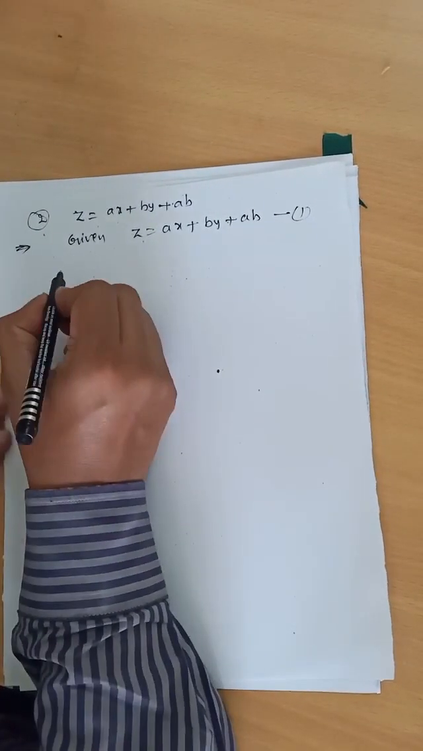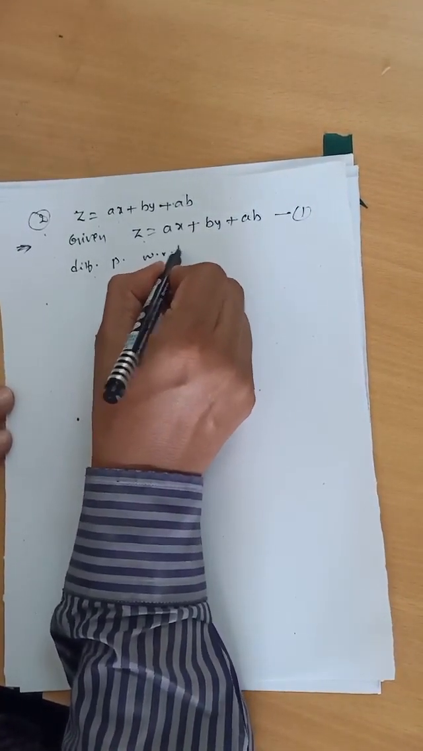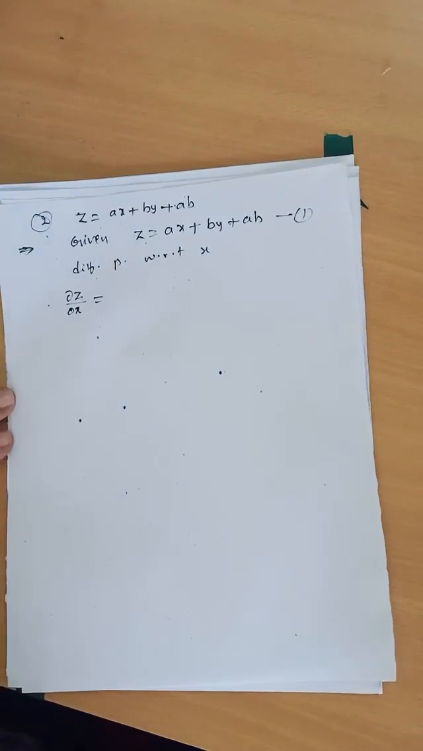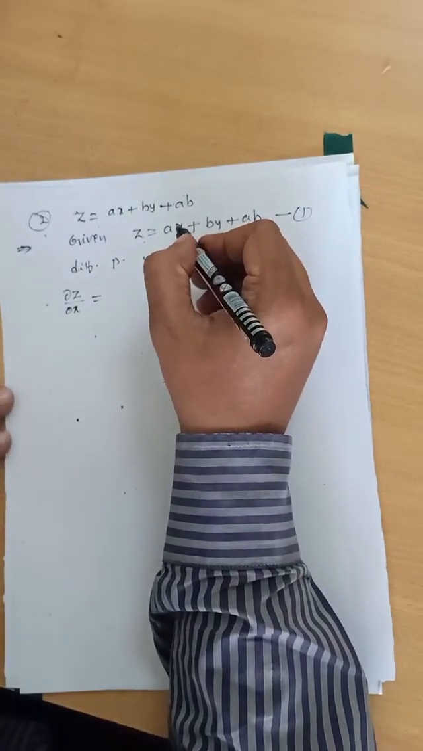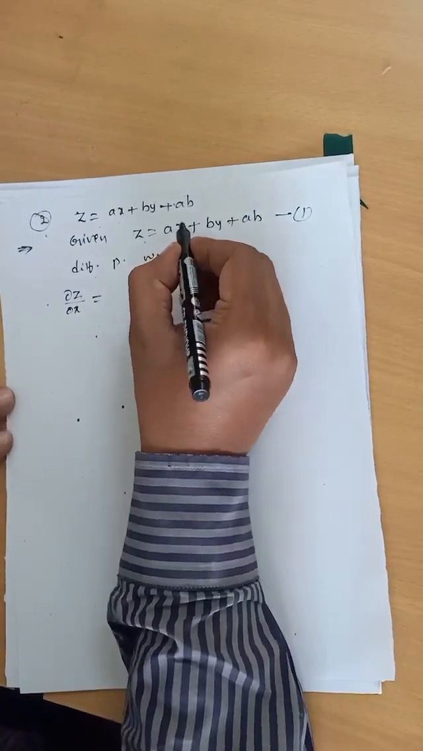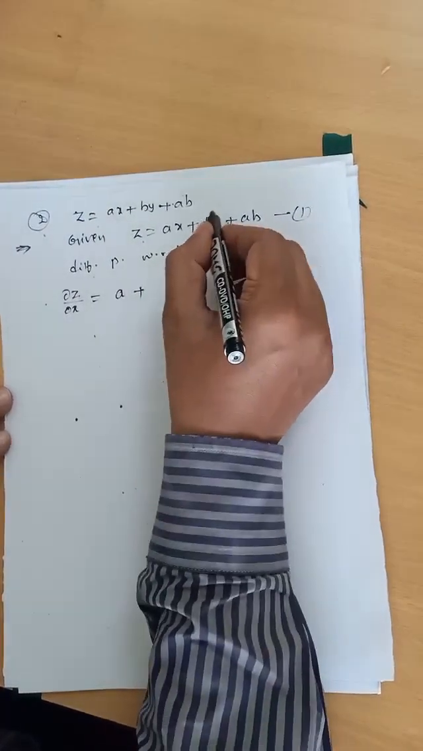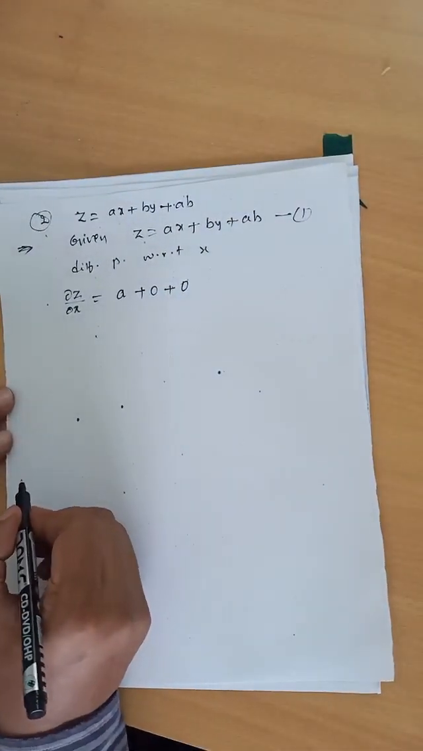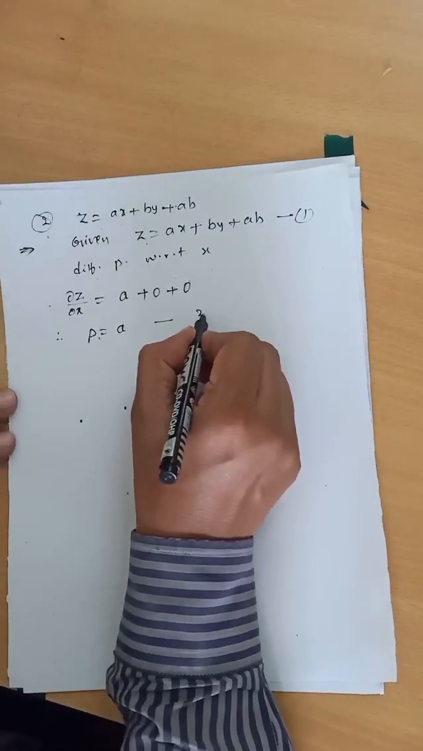As usual, like the previous problem, here also differentiate partially with respect to x. Dou z by dou x means the partial derivative of z with respect to x, so we differentiate only the x term, treating other variables as constant. With respect to x, the derivative of ax is a into 1. The other terms are constant, so the derivative is 0. Therefore, denoting dou z by dou x as p, p is equal to a. Call this equation number 2.